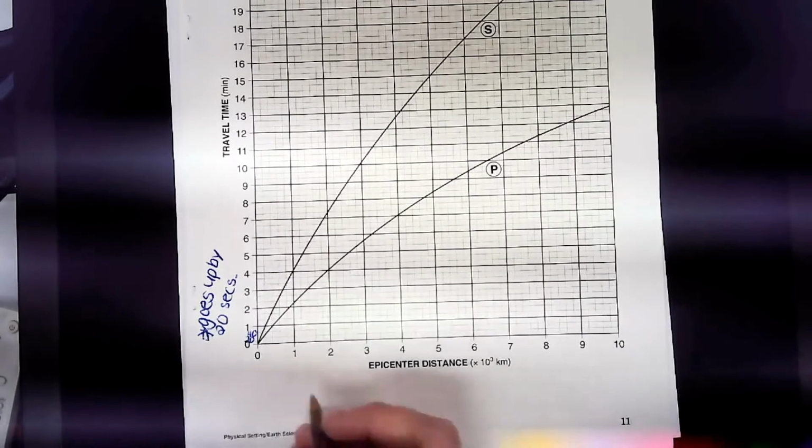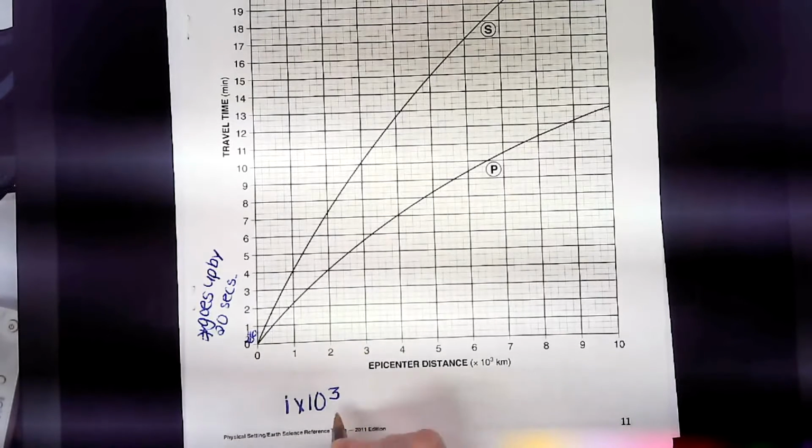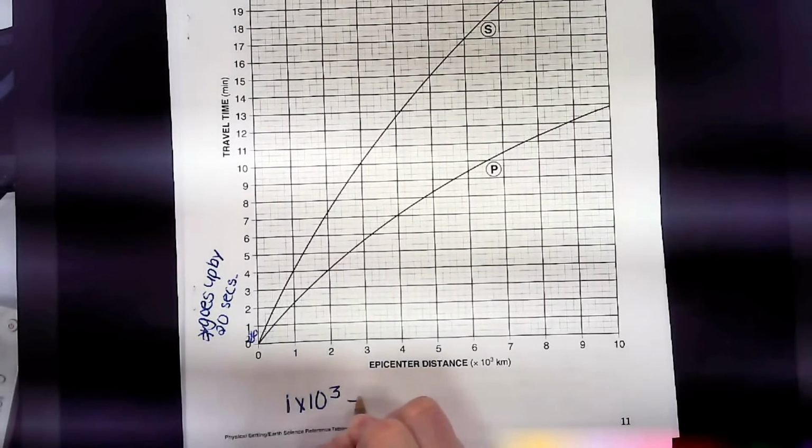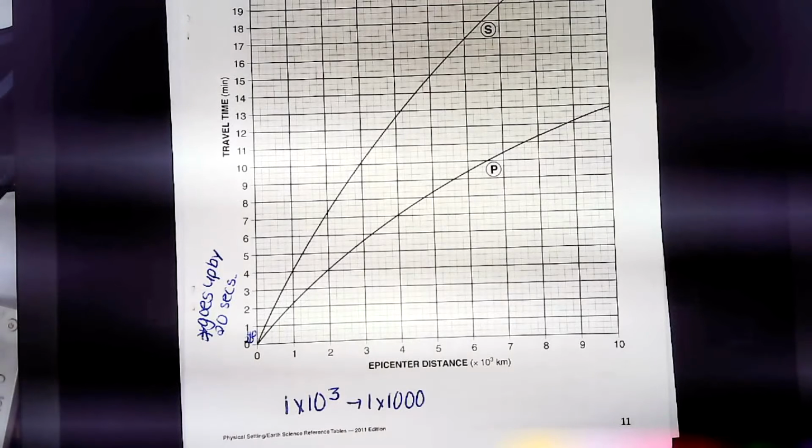If I was here, it's 1 times 10 to the third. What does the times 10 to the third tell you to do? It does not necessarily mean add 3 zeros. It tells you to multiply by 10 to the third, and 10 to the third is 1,000. So this is really 1 times 1,000. It's not just flat out telling you to add 3 zeros, which we will do to some of these numbers. It's telling you to move the decimal over 3 spots.